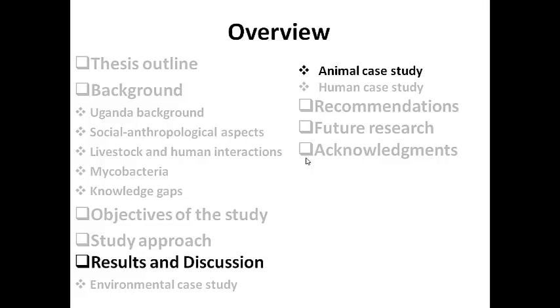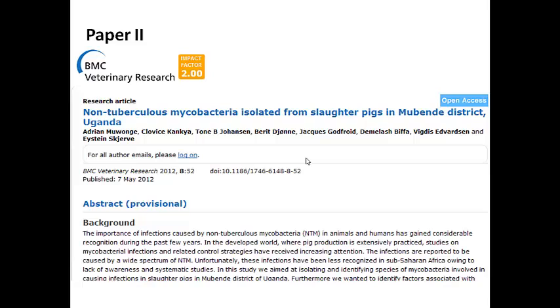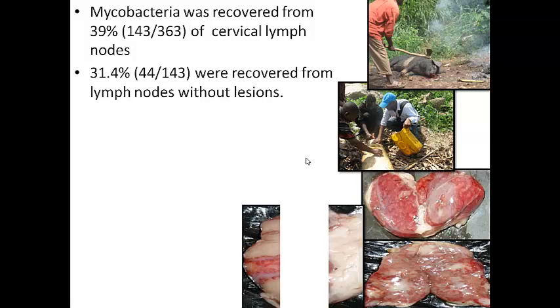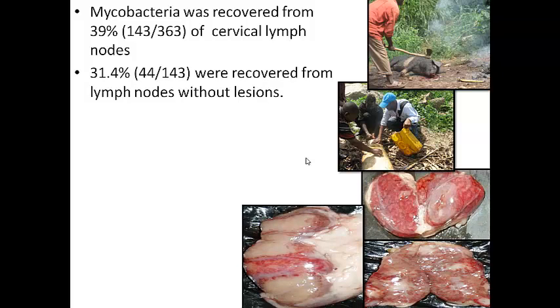In the results from the animal case study, we isolated non-tuberculous mycobacteria from slaughtered pigs as well. We found that 39% of the cervical lymph nodes that we cultured actually had non-tuberculous mycobacteria, and 31% of those did not have lesions. That means on routine inspection, these would have been missed, and depending on how well cooked your meat would be, as a consumer, as a person living in Mubende, you would probably be exposed to these non-tuberculous mycobacteria.